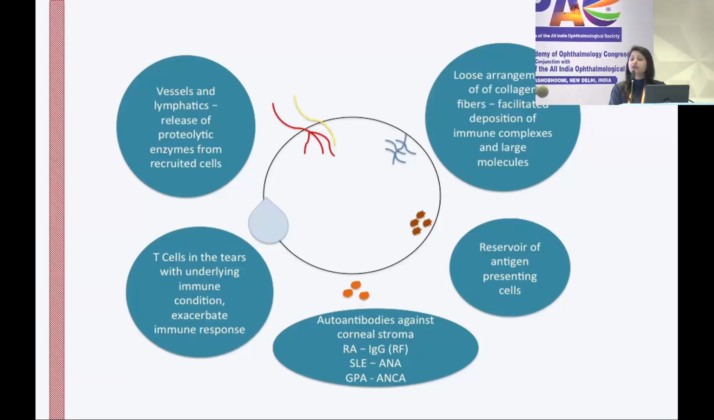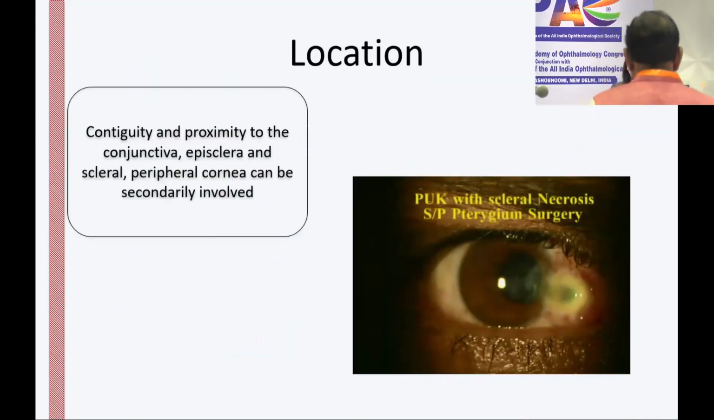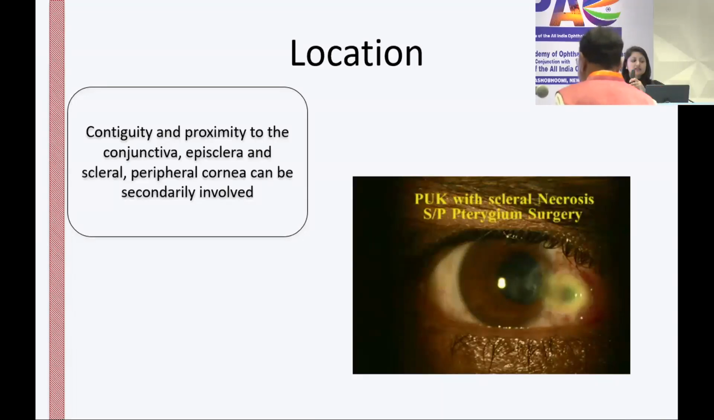Also, the peripheral cornea and the limbus and the conjunctiva near it have a reservoir of antigen presenting cells that, through the lymphatics, go and present these autoantigens as foreign. So these autoantibodies reside in this area, and the T cells in the tear also exacerbate this immune response. The other thing is that the contiguity and proximity of the conjunctiva, episclera and sclera to the peripheral cornea also expose it to the antigens, and this can get secondarily involved.